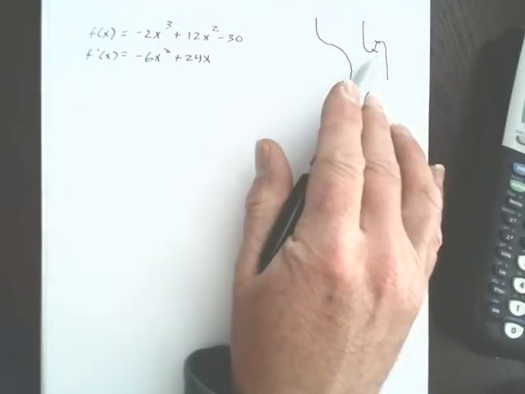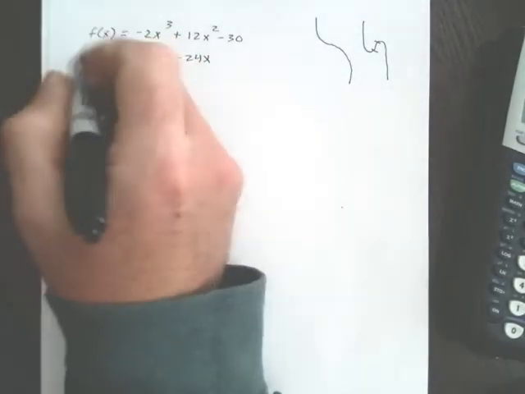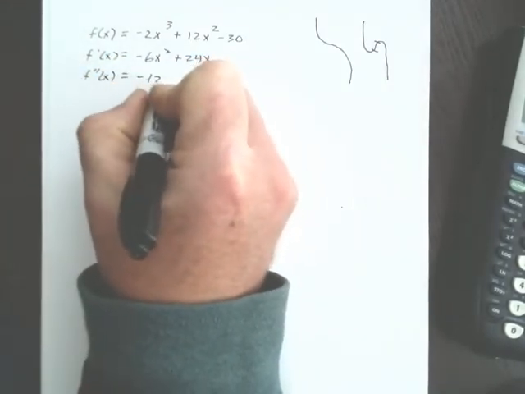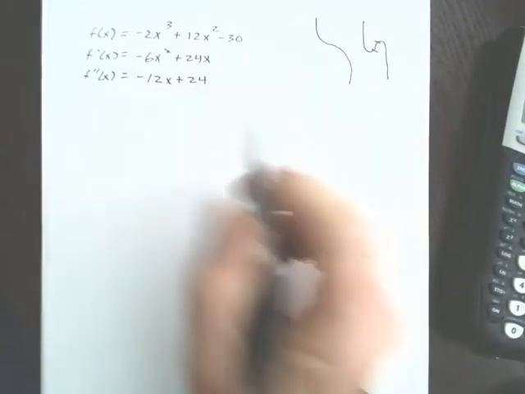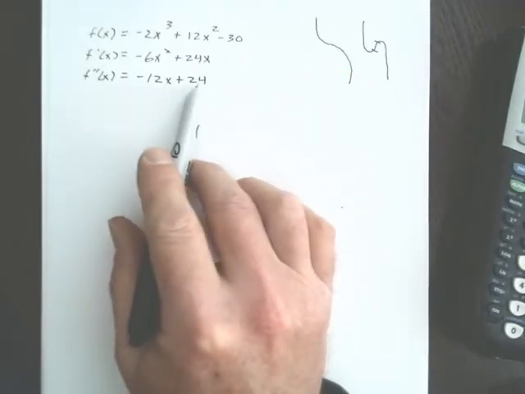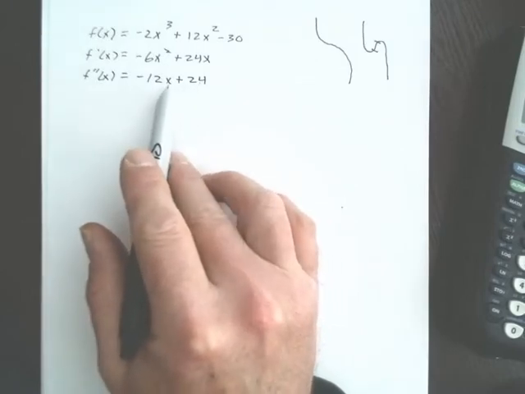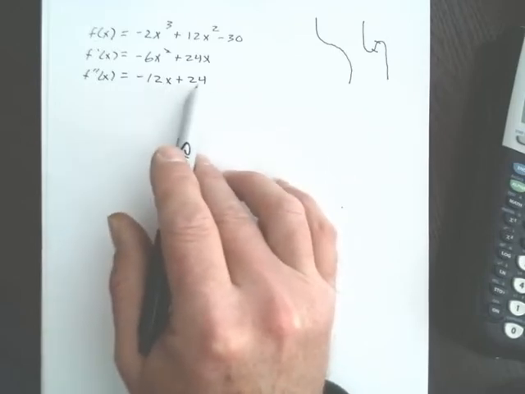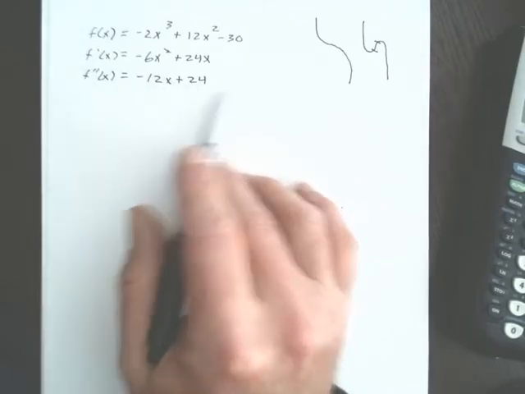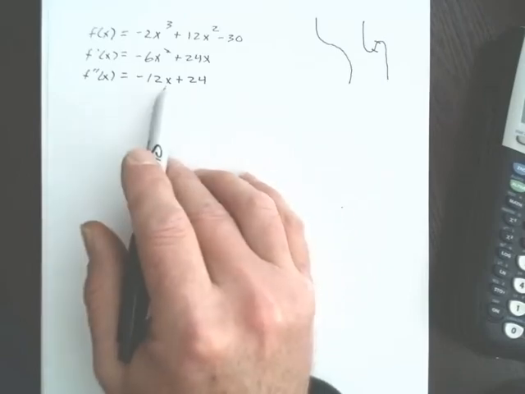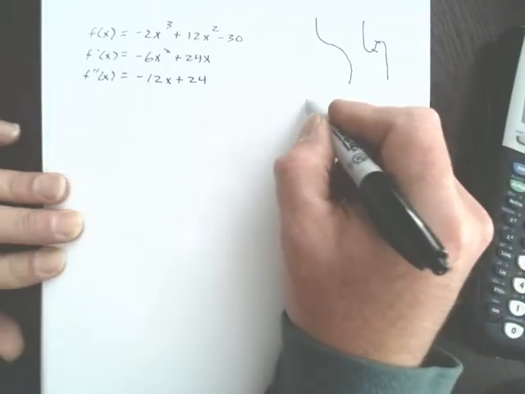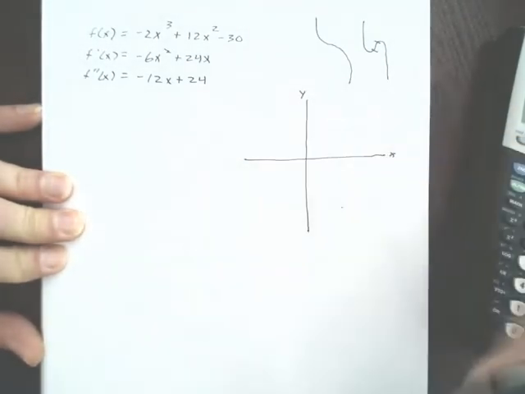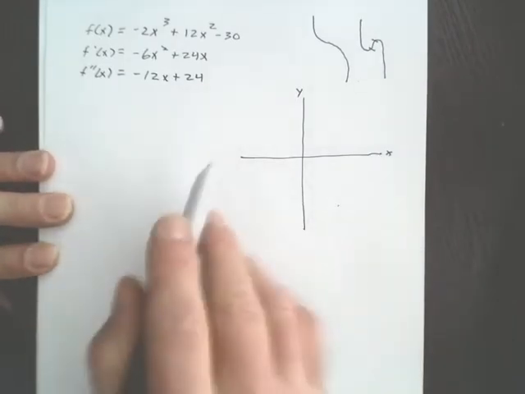Now we're going to go to the second derivative, f double prime of x. F double prime of x is negative 12x plus 24. That tells us we're going to have an inflection point, because the concavity changes as a function of x. It's going to be positive for some x and negative for other x. So right now we need to set up our graph, and we're going to first find the inflection point.